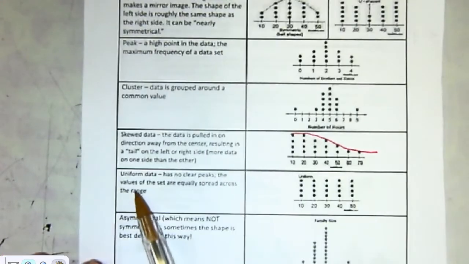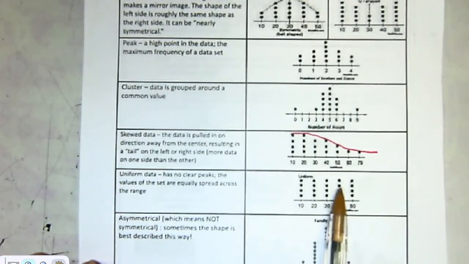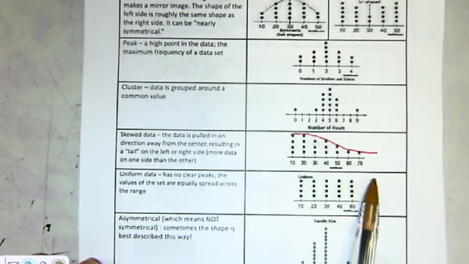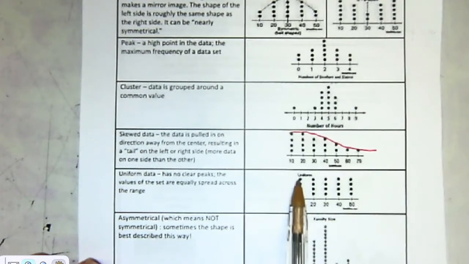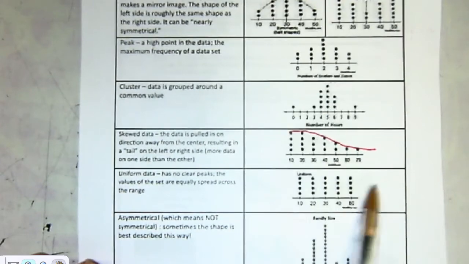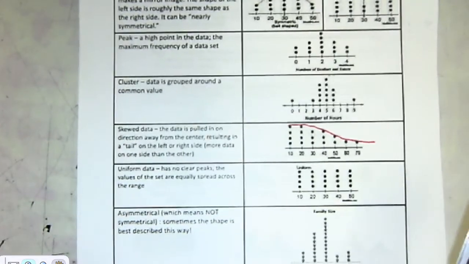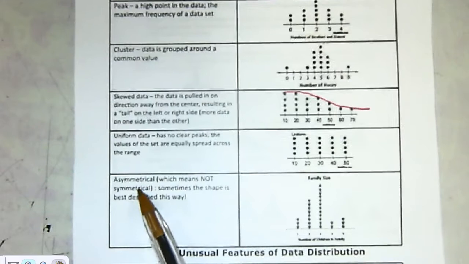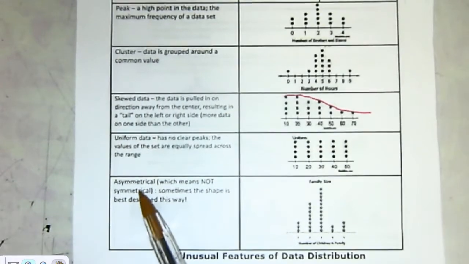Alright, uniform data is data that has no clear peaks and it's pretty much the same all the way across. Okay, so that's uniform. Pretty much the same all the way across. Equally spread out. Alright? And then, of course, we have asymmetrical, which is not symmetrical. Okay?